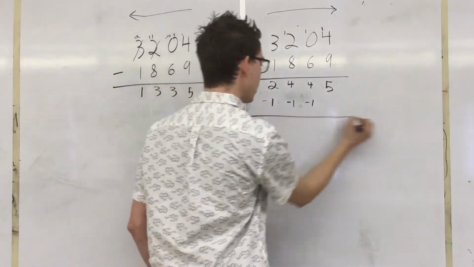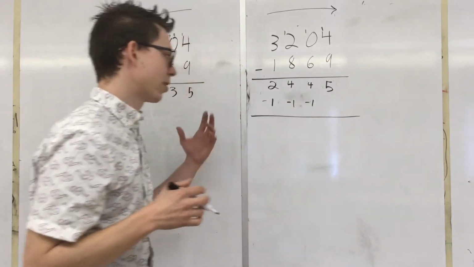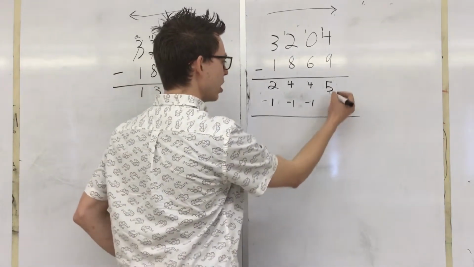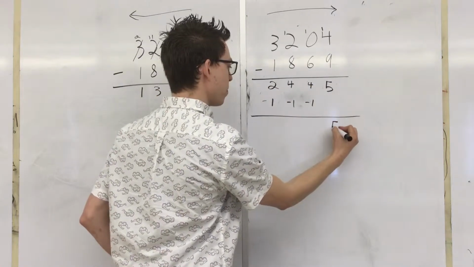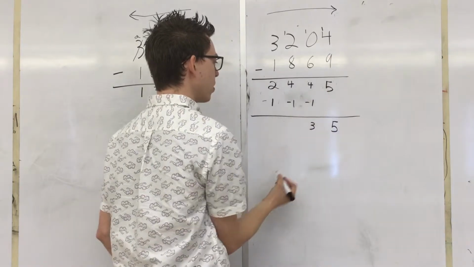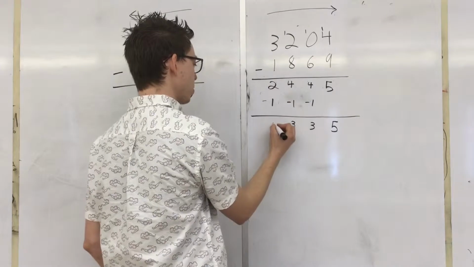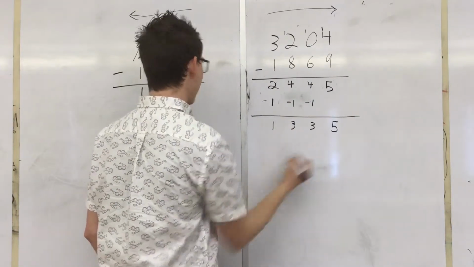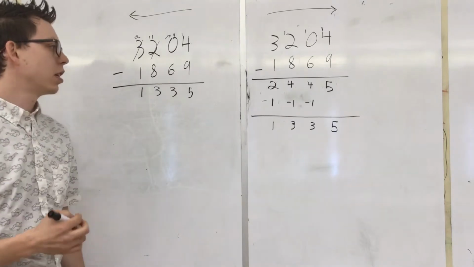Excellent. So now I'm done. I'm done most of my math, and the rest is easy, okay? I just have to add up these columns. 5, 3, 4, minus 1, 4, minus 1, 2, minus 1. It's the same answer, 1,335, same from left to right.